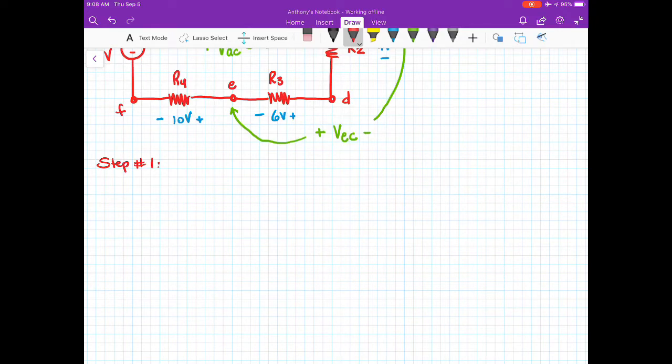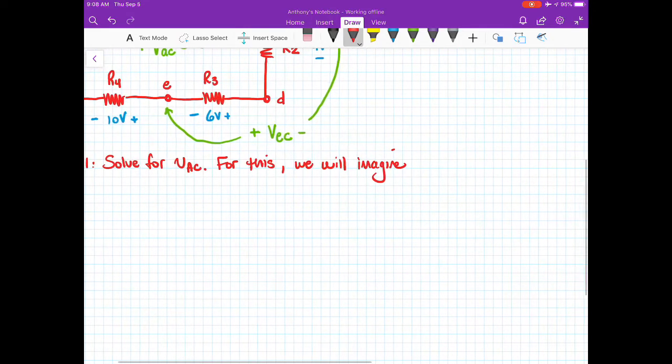First thing we're going to do is solve for the first value, VAC. In order to do this, we will imagine a black box or some sort of other source replacing the label above. So I'll show you what that means.